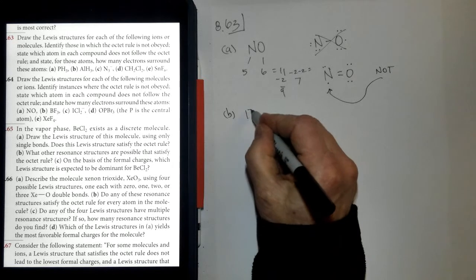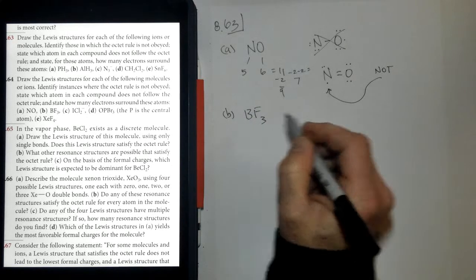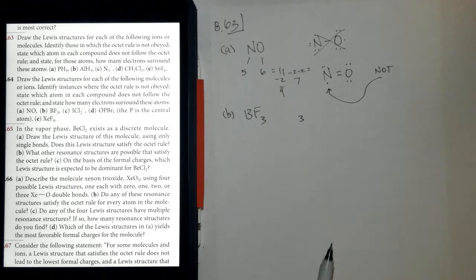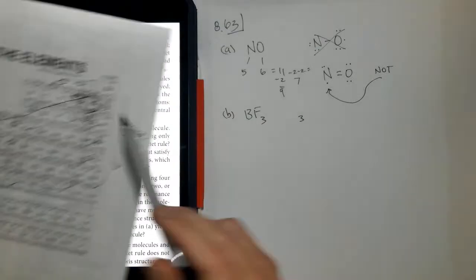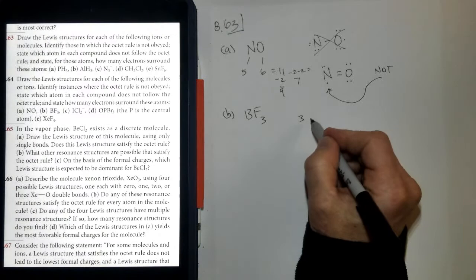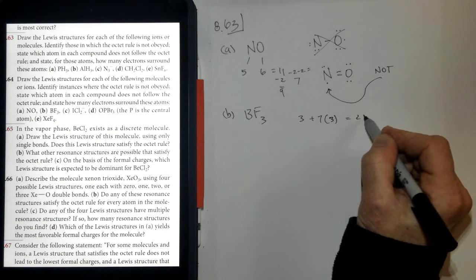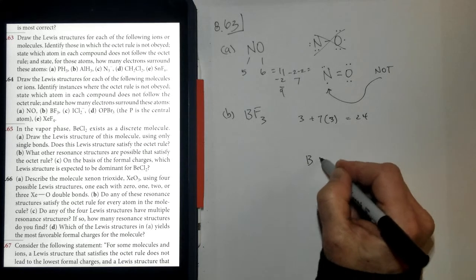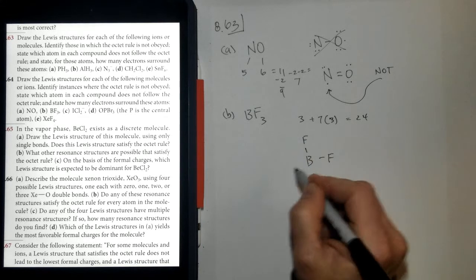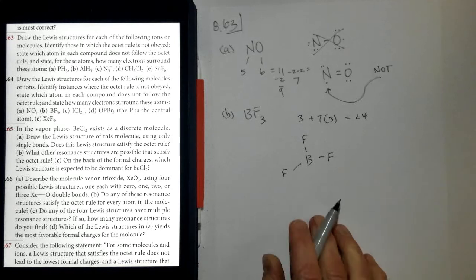Next one is BF3. Boron has 3 valence electrons, that's in group 13 right here. And then fluorine, of course, has 7 valence electrons, it's in group 17, and that's times 3. 21 plus 3 is 24 valence electrons. Put the least electronegative atom in the middle. And, of course, fluorine is the most electronegative atom, so keep it far, far away from the center.